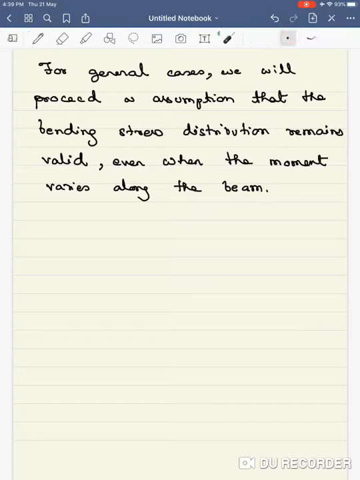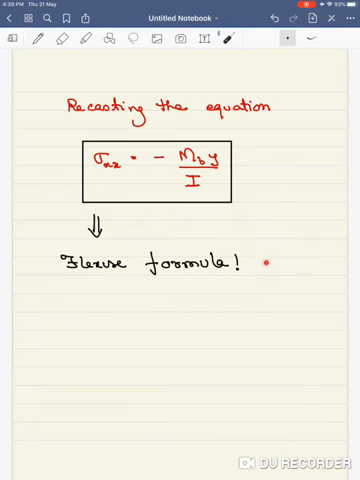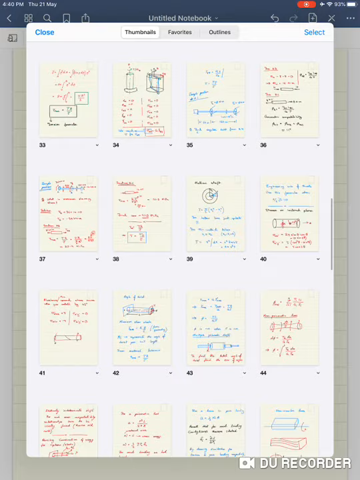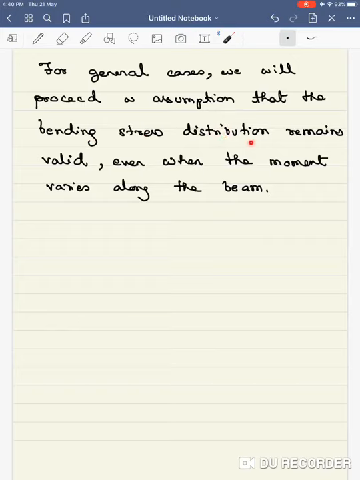So what bending stress distribution are we talking about? So for a general case, we will proceed with the assumption that the bending stress distribution, which bending stress? The one that we encountered in the flexure formula, this bending stress distribution. Here MB was constant, remember. So this bending stress distribution remains valid locally even when this moment is changing along the beam, right? So in a more generic case, shear stresses will also be present.